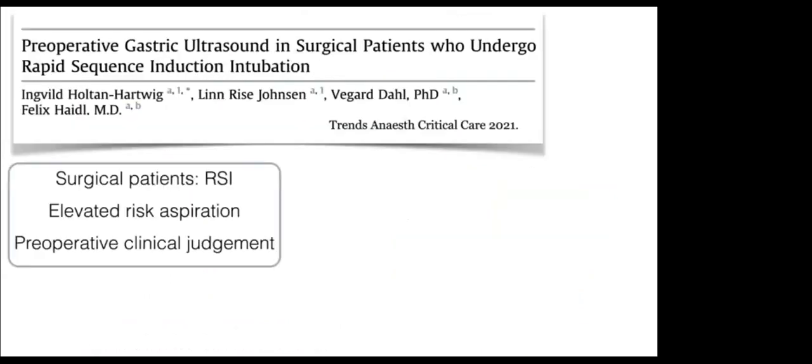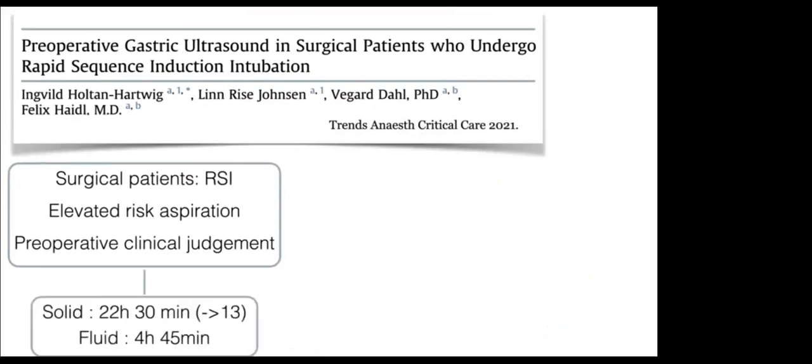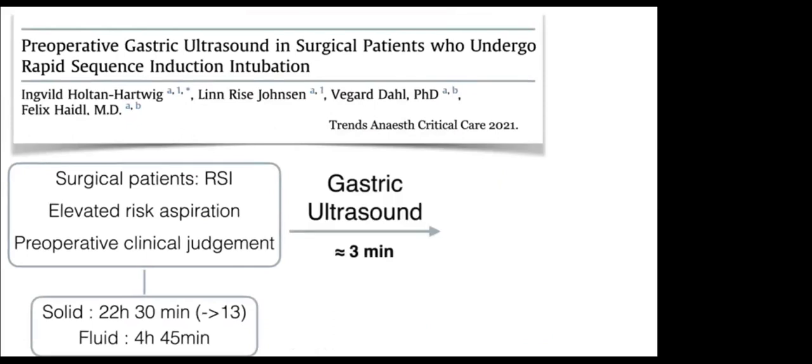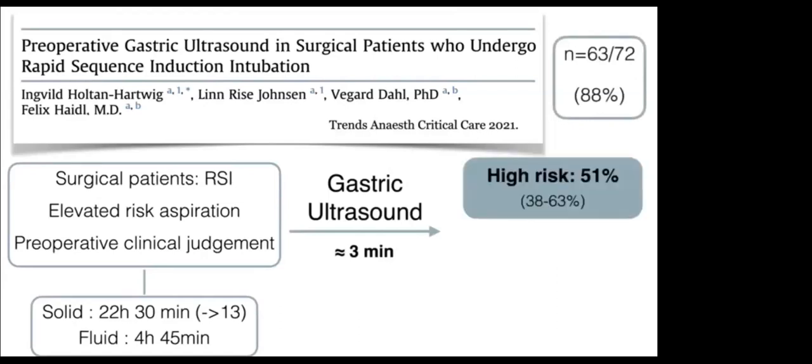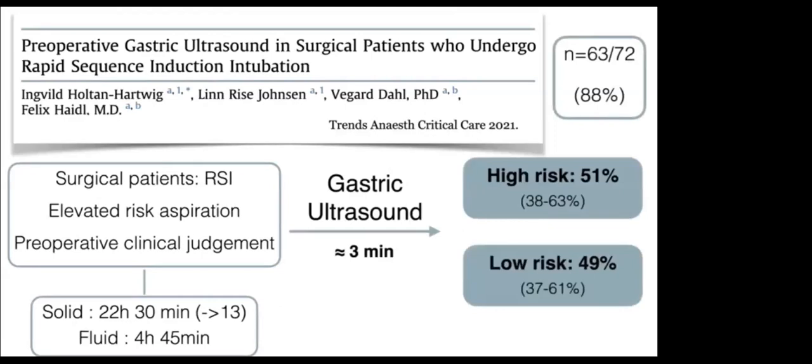But when you have surgical patients, not elective, with an elevated risk of aspiration, with a high risk of aspiration on clinical judgment, with many hours of fasting for solid or fluid, you do gastric ultrasound that takes around 3 minutes in the study. Not every patient was feasible to do a good ultrasound, but they found that half of the patients were high risk and the other half was low risk.